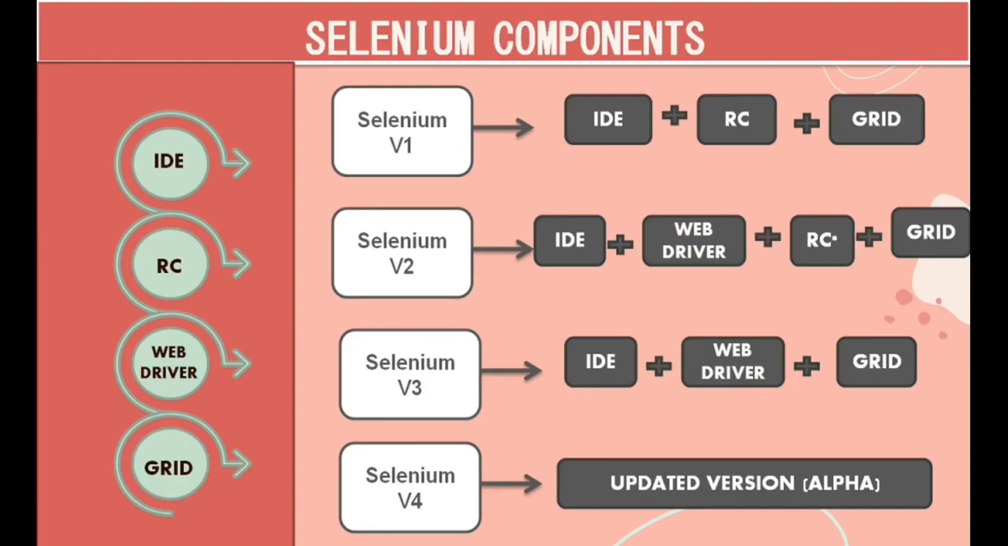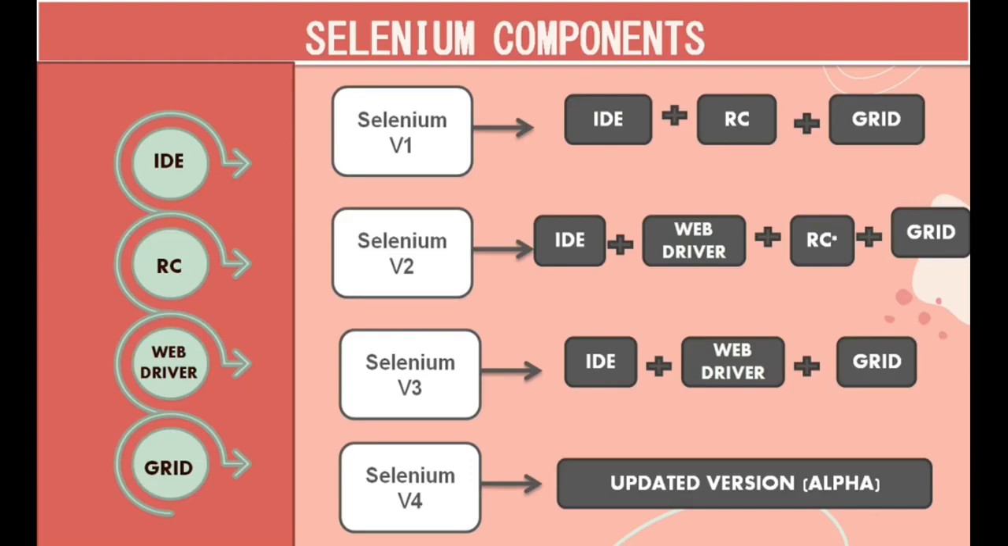Now to overcome this policy, the remote control server was designed. That is the Selenium RC. The main reason to create this server was to trick the browser into believing that the Selenium code with which we are running the scripts and the web application under test are in the same domain. Now here this same origin policy is solved. So this was version 1 of Selenium, where we have the IDE, RC and grid, where the same origin policy was solved in version 1.